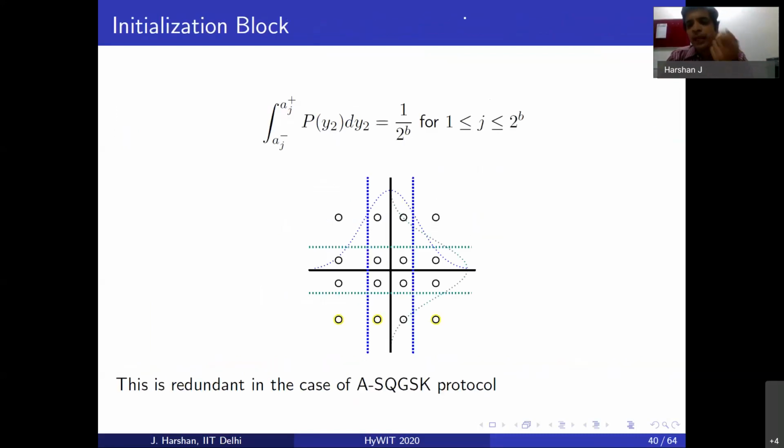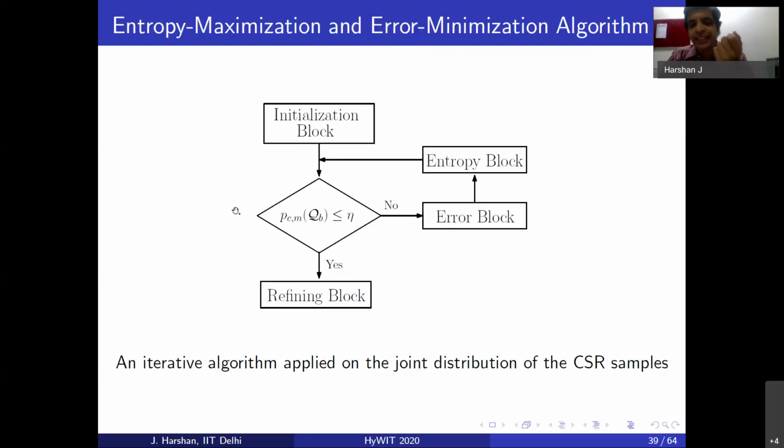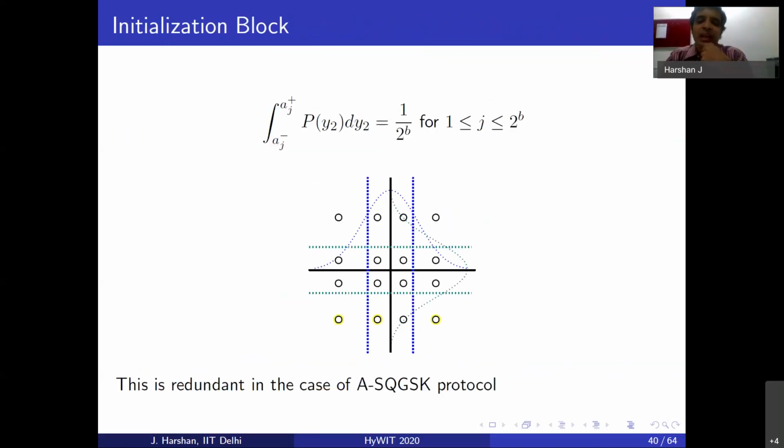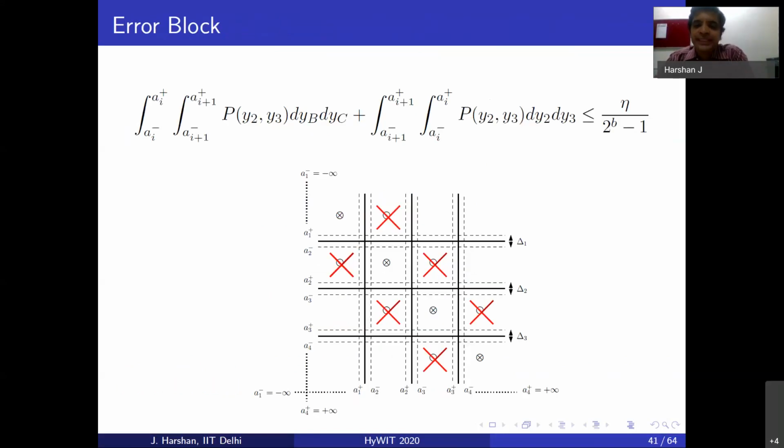So the first block is usually called the initialization block. This is basically to ensure that all the samples have maximum entropy. That's basically redundant in the case of our protocol because our initial constellation itself was chosen in such a way that the samples were uniformly distributed. But what happens is the error block doesn't worry about the entropy because we have put them into 2 different parts. I'm going to focus on error, you focus on entropy, and then they iterate among themselves until the criterion is met. That's basically the idea.